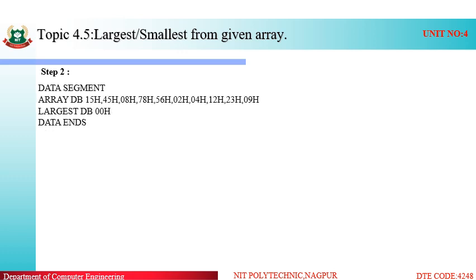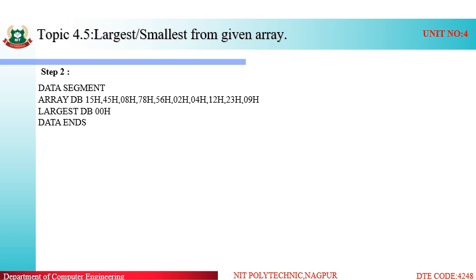So inside the data segment, we have used a variable, that is array, and all the elements are of 8 bit, therefore we have used the data type as db. Db means defined byte. So all the elements inside this array variable will be of 8 bit. So total 10 elements we have taken.